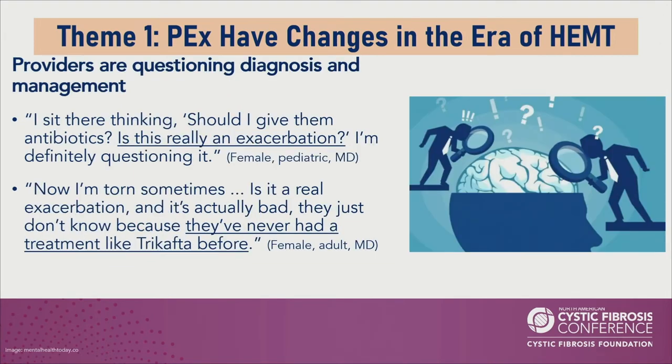And because of these changes, providers are questioning diagnosis and management. I think when thinking about the pathophysiology of an exacerbation, they're asking themselves, are these mild symptoms how the same damaging pathology presents in patients on HEMT because lung function is so much better? Namely, providers are wondering if they should treat these sort of mild, non-specific symptoms as they would a mild exacerbation in the pre-HEMT era, with oral antibiotics.